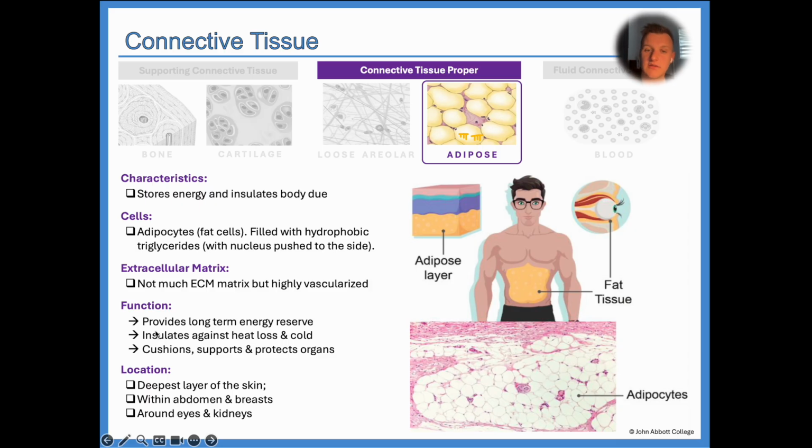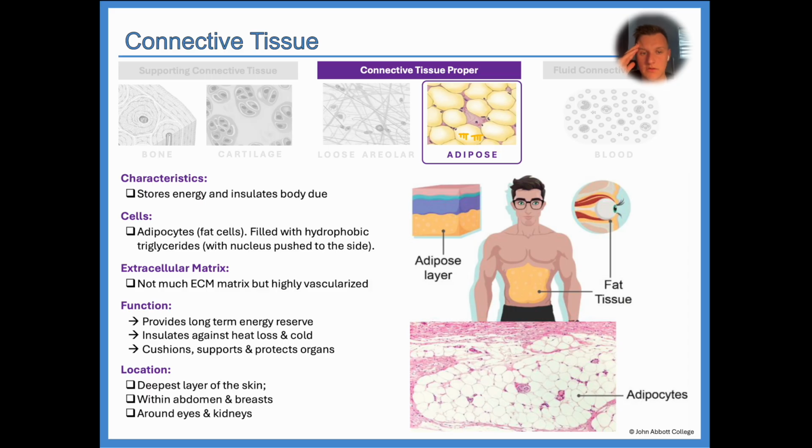The function you should know of adipose tissue is to provide long-term energy reserves. So you know this, a little squirrel, right, in the winter gets a bit chunky because they're going to hibernate and they're going to have that fat to burn off and fuel them while they're hibernating in the winter. So fat provides us long-term energy reserves when we don't eat and we fast for a while.